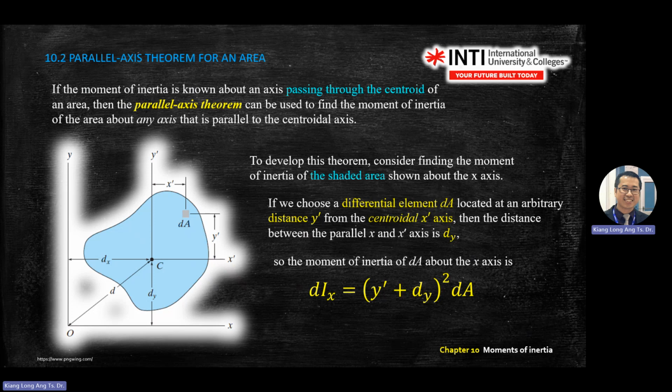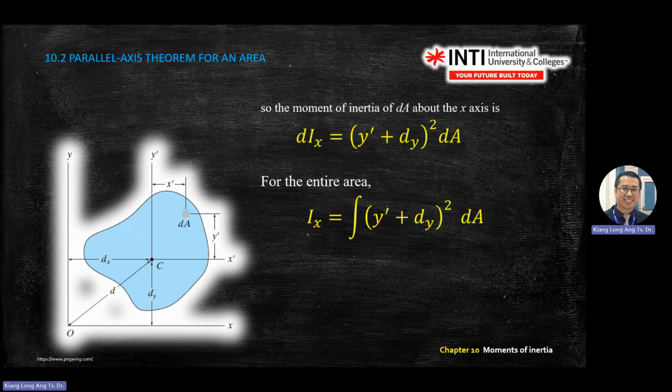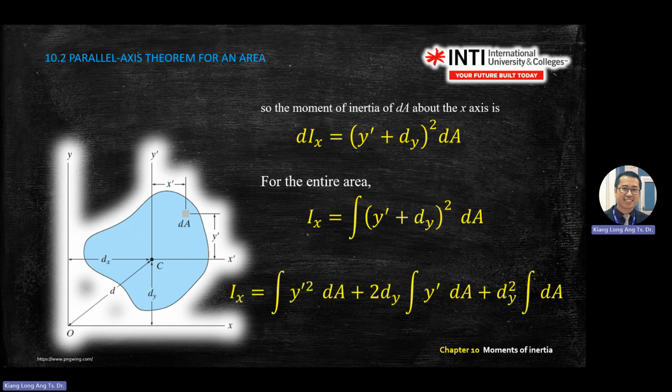You're referring to the small piece of gray color area. Ixx means from the x-axis, refer to that one. So you should be able to understand this. Then you integrate. You get two components, y prime and d squared. D squared means distance from the x-axis. Because this is squared, you have three components. You know that if you square, you have y squared, 2yd, and d squared. So you have three components.